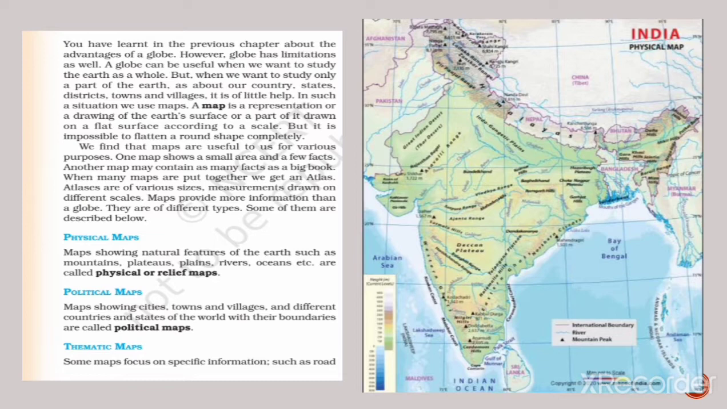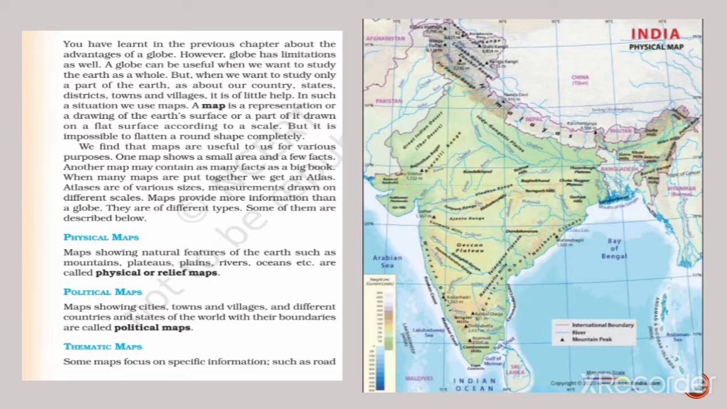We can say a map is a representation or a drawing of the earth's surface or a part of it drawn on a flat surface. Here, flat surface means maybe a sheet of paper. This representation process is done on paper according to a scale. Maps provide more information than a globe.